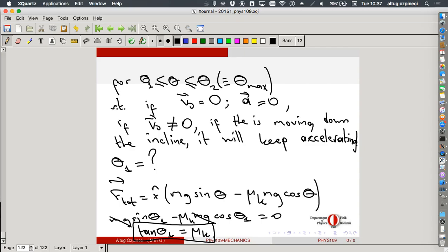It will have 0 acceleration if we initially push it downhill. The question is, if it is going down the incline, it will give acceleration. So it can't be. No, you see, if v0 is not 0, if it is moving down the incline, for this value of theta in this range, it will keep accelerating. Of course, in the case of the equality sign, the acceleration will be 0. So if you want, I can just erase the equality sign.